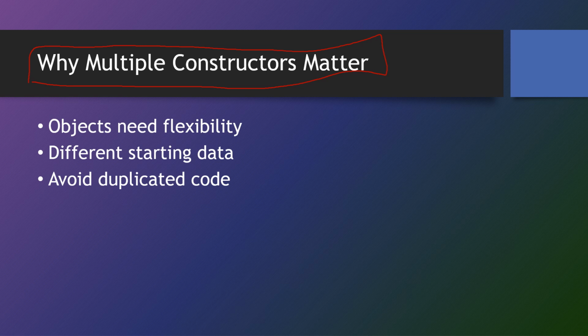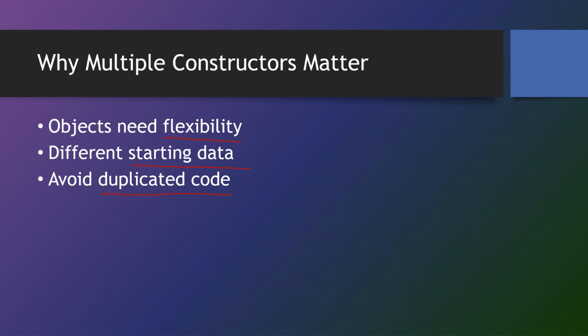Let's break it down. When objects are created, they don't always have the same starting information. Sometimes you know everything up front. Sometimes you only know part of it. Multiple constructors exist to handle these situations cleanly, without duplicating logic all over your code.